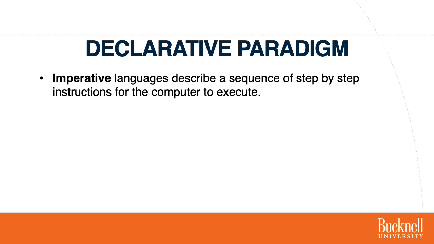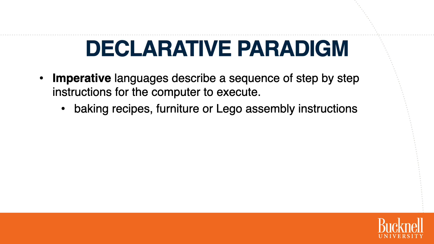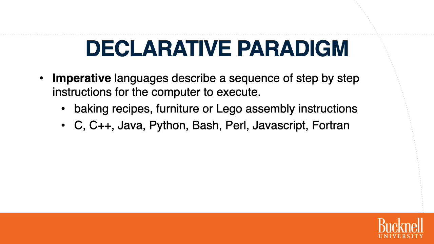Imperative languages describe a sequence of step-by-step instructions for the computer to execute. Imperative languages can be thought of as a lot like following a baking recipe or following the assembly instructions for a piece of furniture or for Lego. Imperative languages include C, C++, Java, Python, Bash, Perl, JavaScript, Fortran, and most of the languages you can think of.